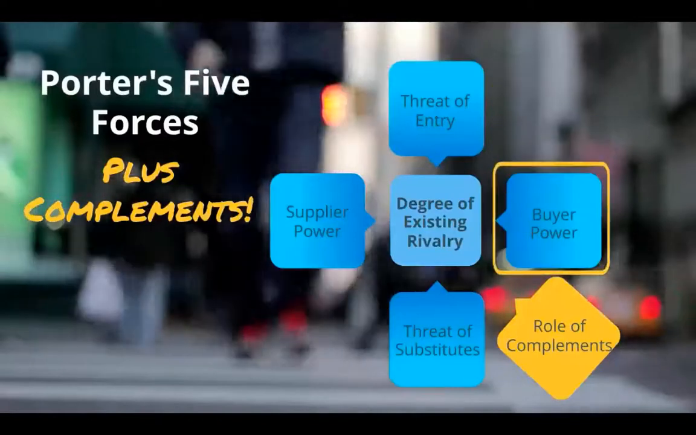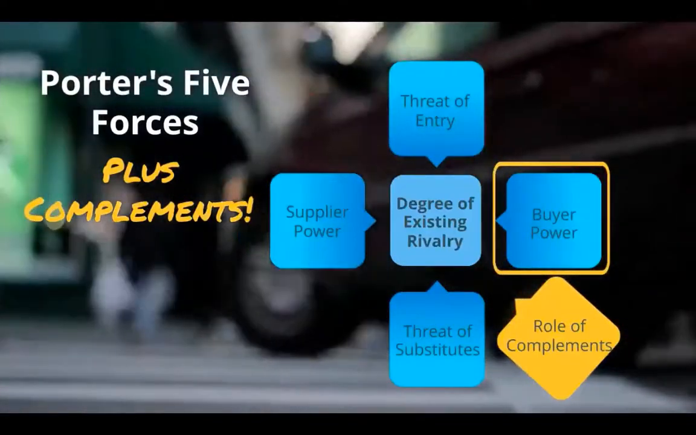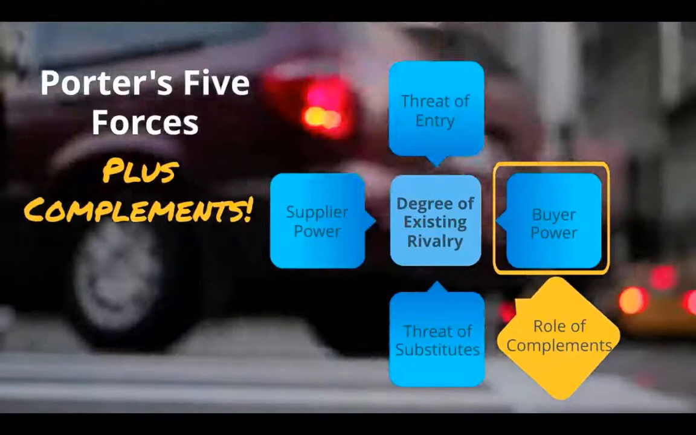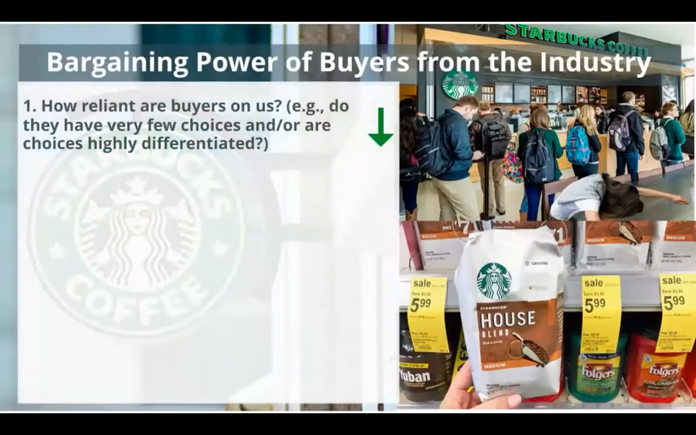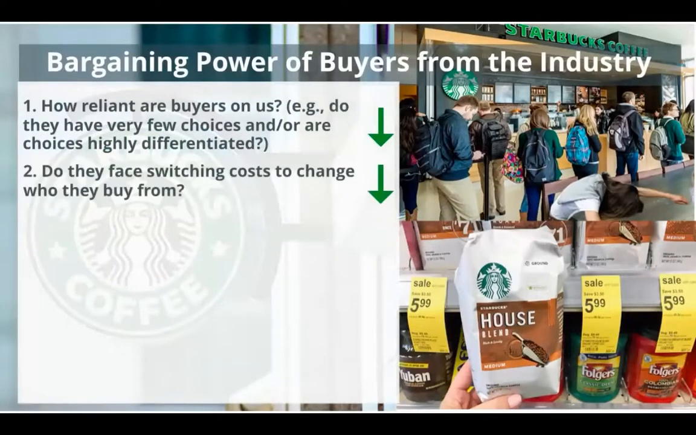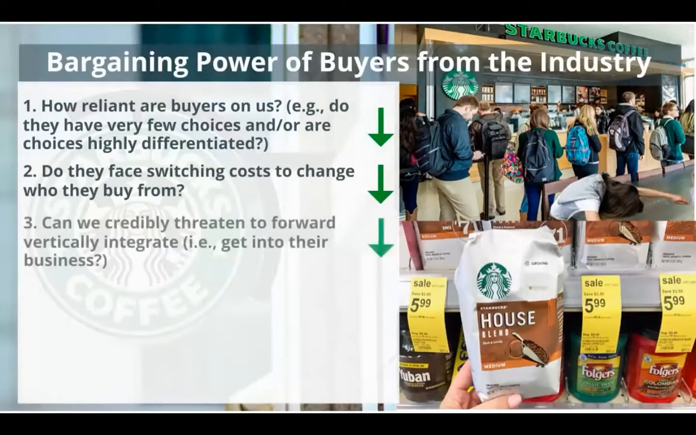We use a similar structure of questions to analyze the bargaining power of buyers from the industry. For example, let's use Starbucks again, and now our buyers are individual consumers and grocery stores. We're going to ask how reliant buyers are on us. Do they have very few choices, or are their choices highly differentiated? Do they face switching costs to change who they buy from? Can we credibly threaten to forward vertically integrate and get into their business? Each of those things will decrease their bargaining power.